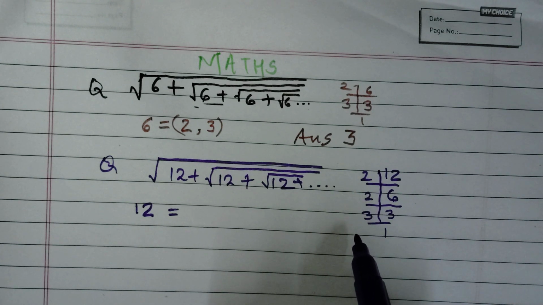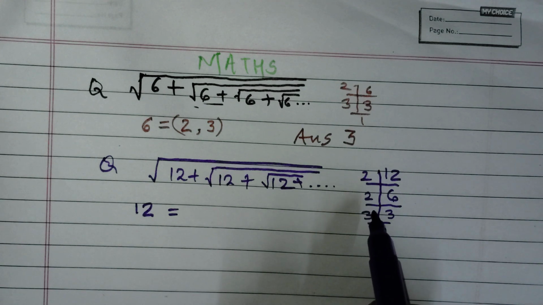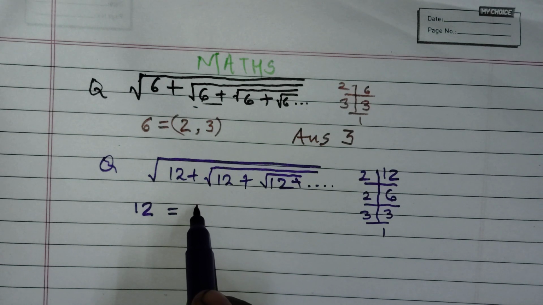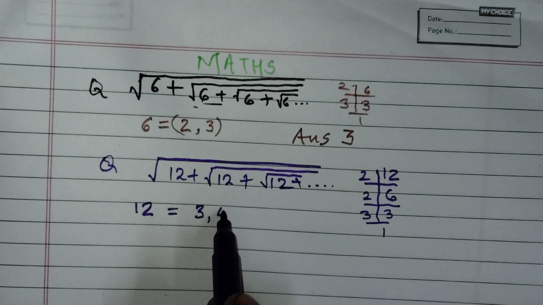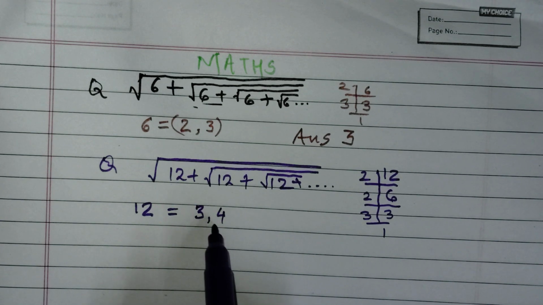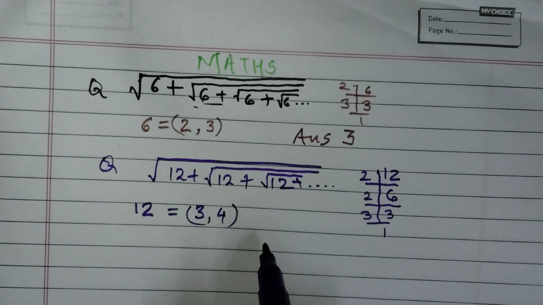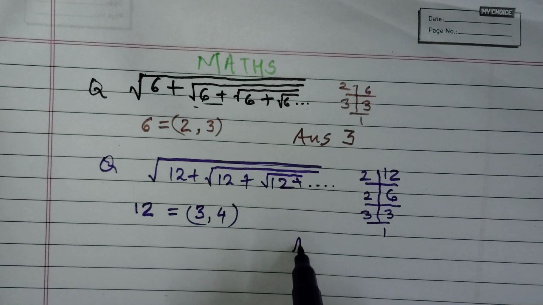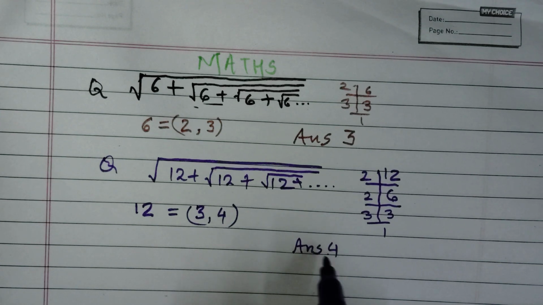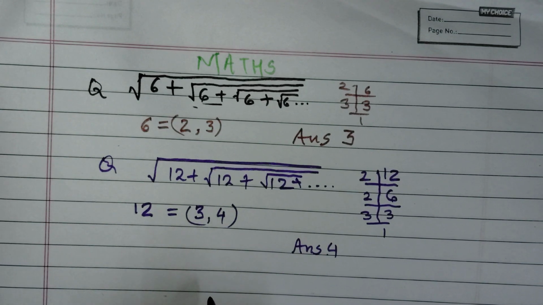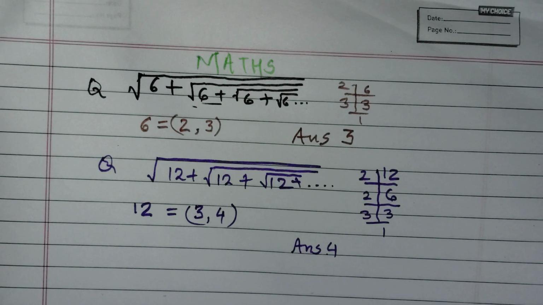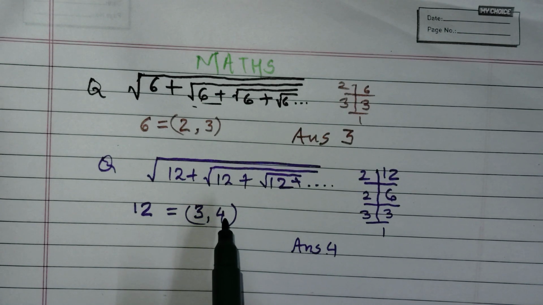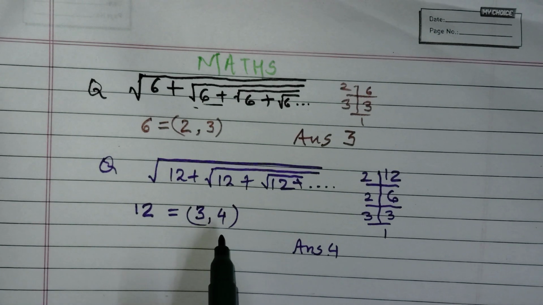The factors include 2, 6, 4 and 3, and we need factors with a difference of 1. So 3 and 4 are the factors of 12. The larger number from 3 and 4 is 4, so the answer is 4, because we want the difference between the factors to be 1. And why the larger factor? Because the sign is plus, so we use the larger factor.